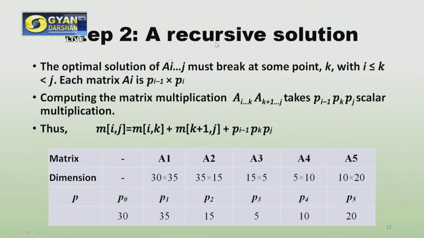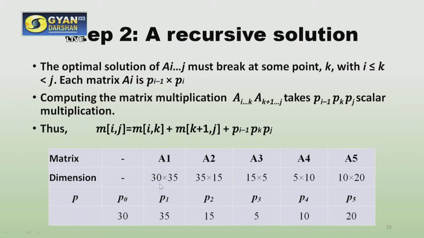Now we move on to the recursive solution. The optimal solution of AI till AJ must break at some K, where I is less than or equal to K, and K is less than J. Each matrix AI is Pi minus 1 into Pi. This is something we need to understand. Let's go to the example down here. What is the dimension of matrix A1? 30 into 35. A2, 35 into 15. So now, what is this P?